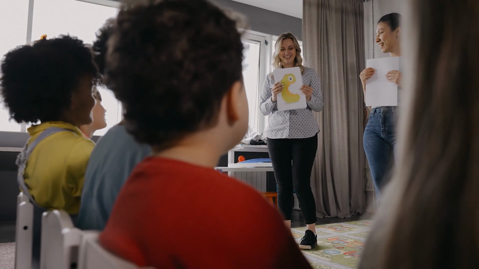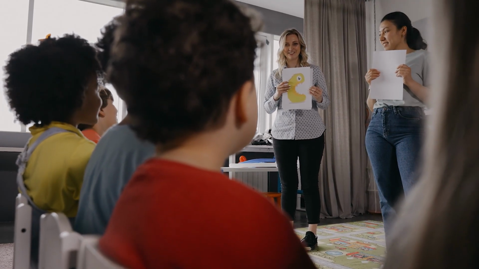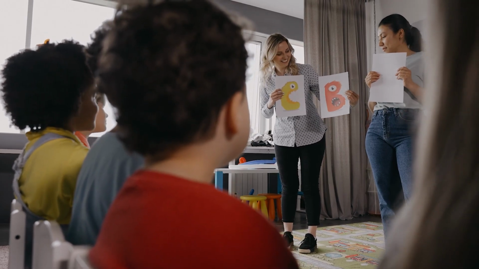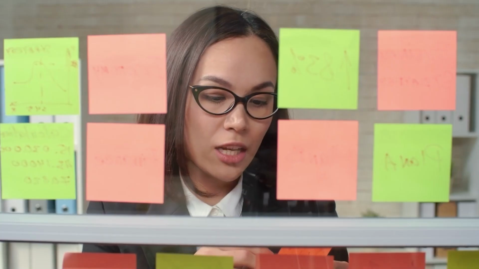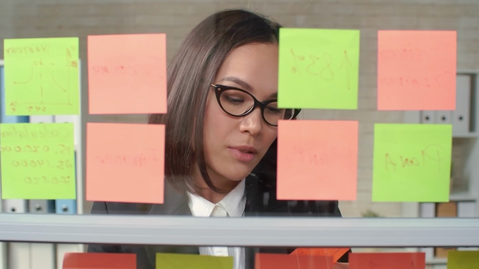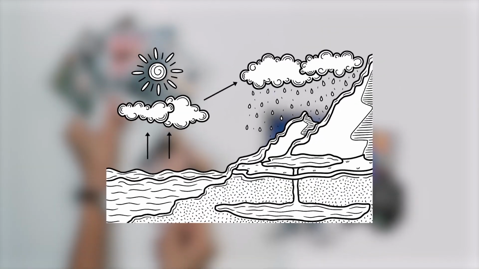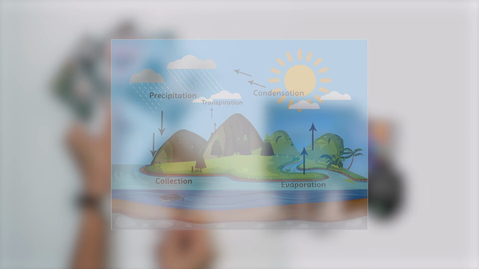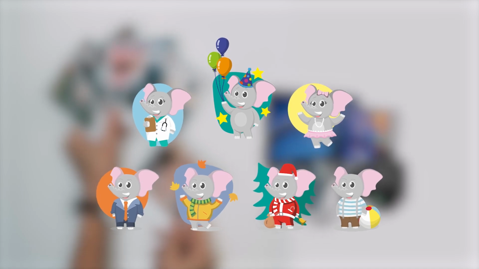Create a storyboard. A storyboard is a visual representation of your lesson plan. It can help you organize your ideas and ensure that your lesson flows smoothly. Your storyboard should include the learning objectives, the multimedia elements that you will use, and the sequence of activities.